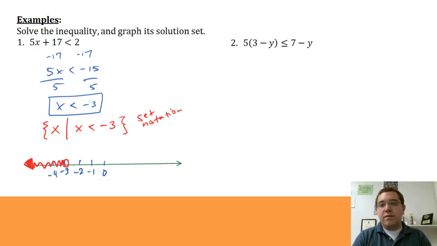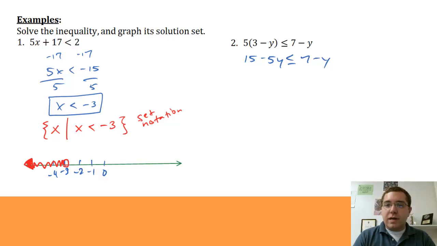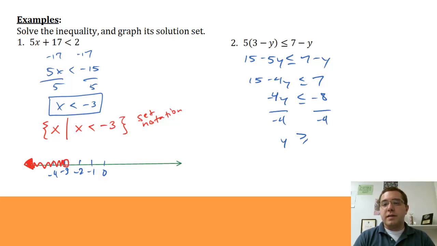Okay, number 2, 5 times 3 minus y is less than or equal to 7 minus y. Distribute the 5, 15 minus 5y is less than or equal to 7 minus y. I bring the y's to the left side, so 15 minus 4y is less than or equal to 7. Subtract 15 from both sides, and negative 4y is less than or equal to negative 8. Divide both sides by negative 4, and y is greater than or equal to 2. Because I divided by a negative number, I had to switch the sign. So y is greater than or equal to 2.